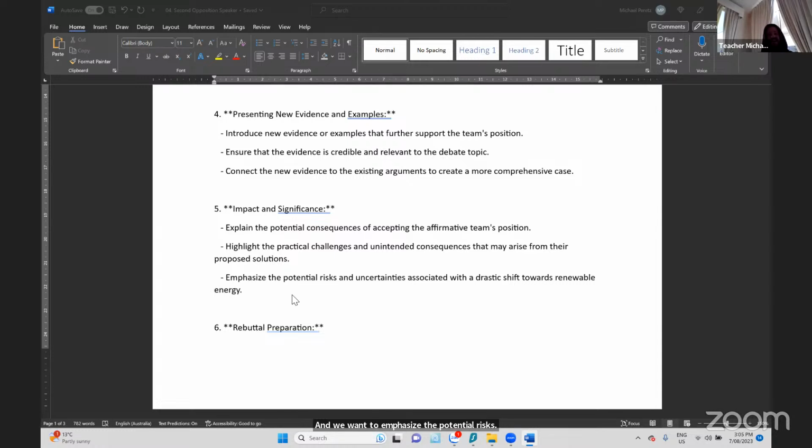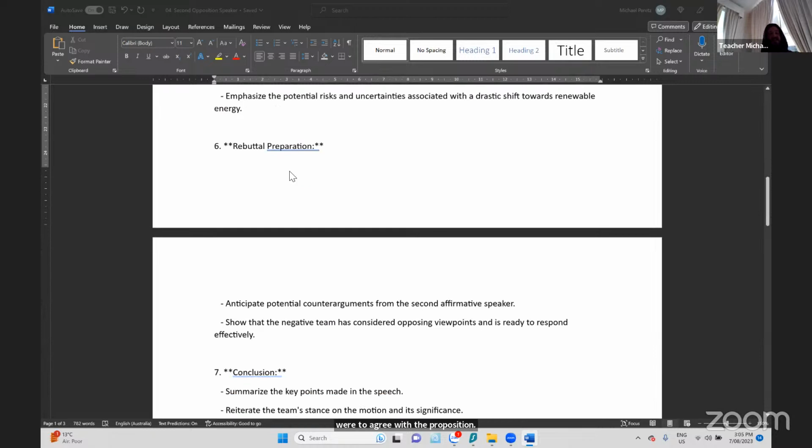So in this case, because of the topic, what are the risks involved with adopting the motion, basically? What could go wrong if we were to agree with the proposition?